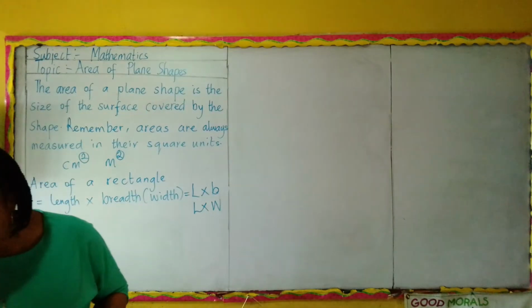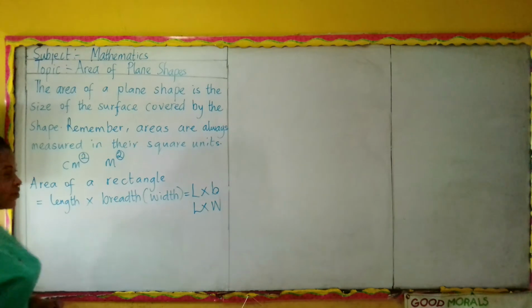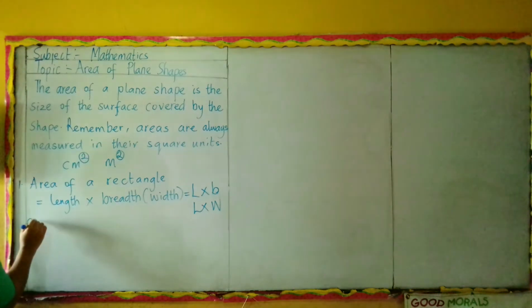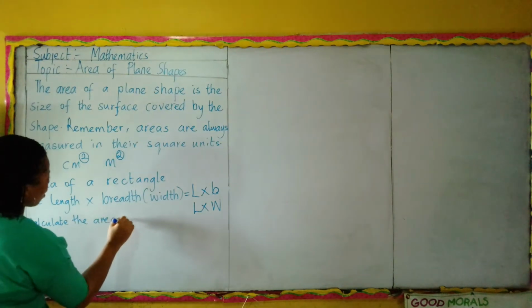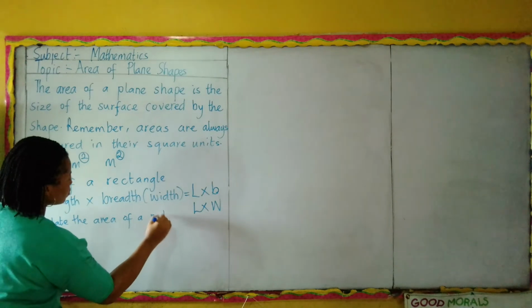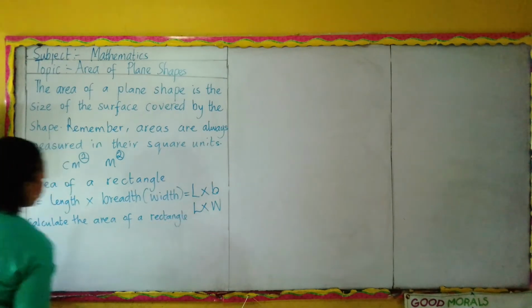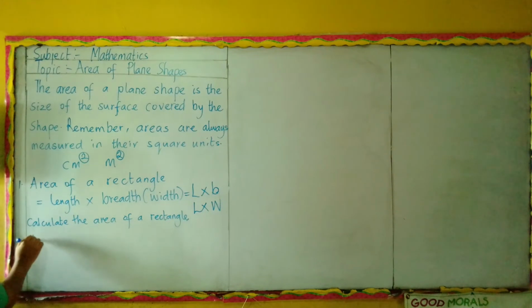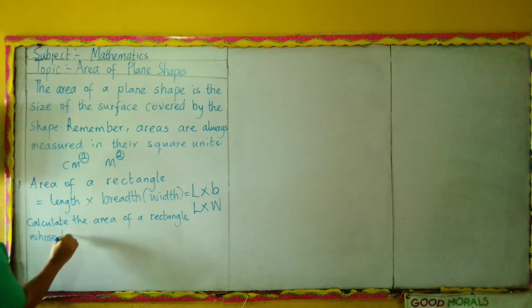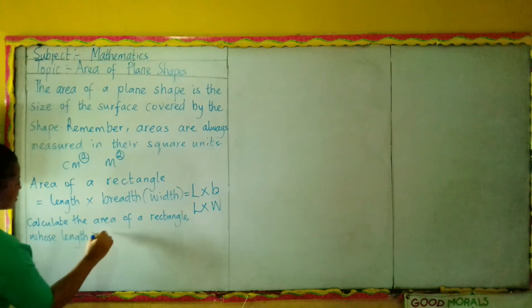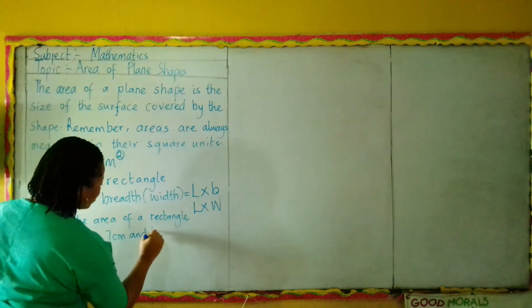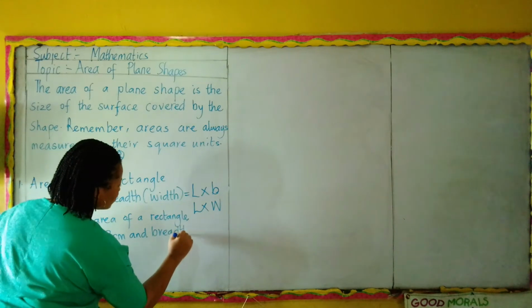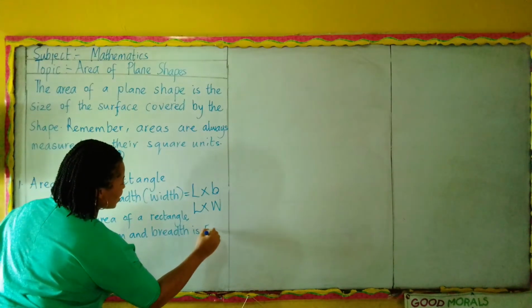Okay, we have: calculate the area of a rectangle whose length is 7 cm. Watch me. Calculate the area of a rectangle, comma, whose length is 7 cm. Okay, and what else? And breadth 5 cm. And breadth or width, whichever one you choose, remember, is 5 cm.